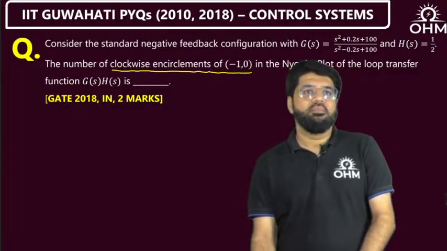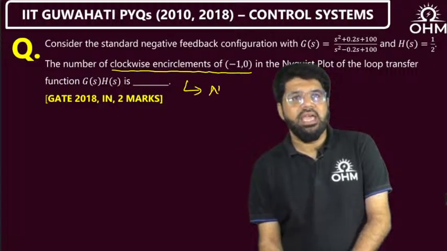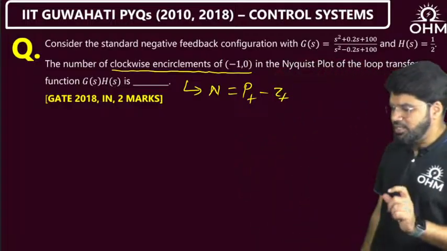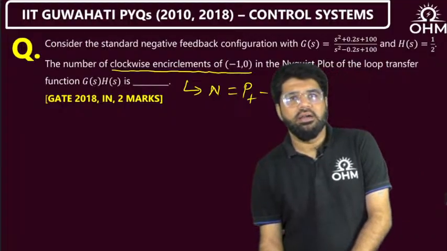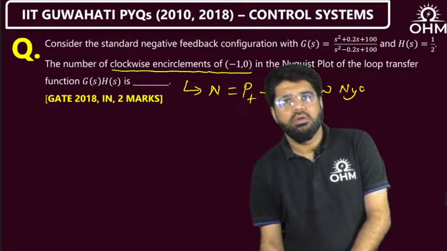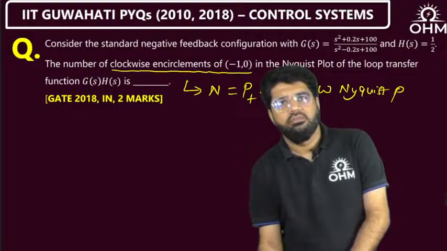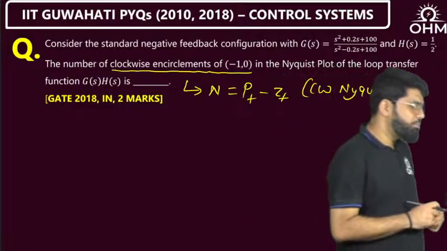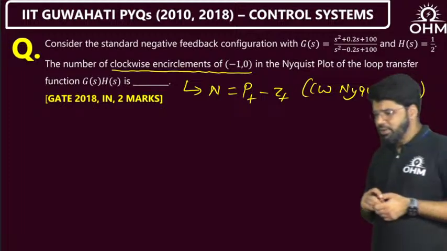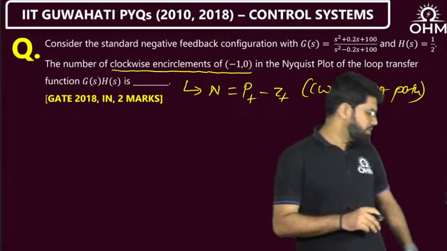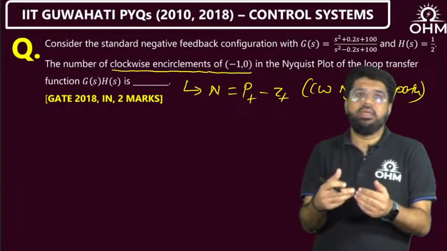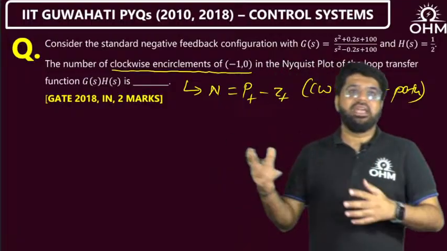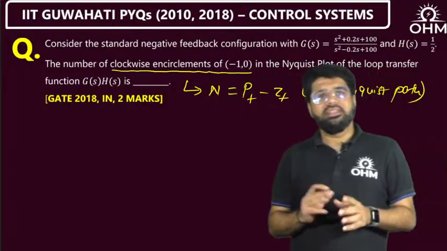The number of clockwise encirclements N is given by the formula P minus Z, more specifically P plus minus Z plus. Since they mentioned clockwise encirclement, assuming the clockwise Nyquist contour, for the clockwise Nyquist path we take the formula N equal to P minus Z. The plus means the right half zone. So the number of encirclements is given by this formula.